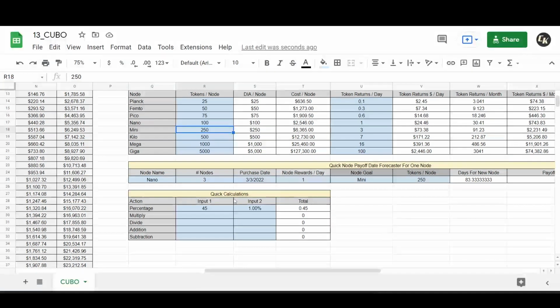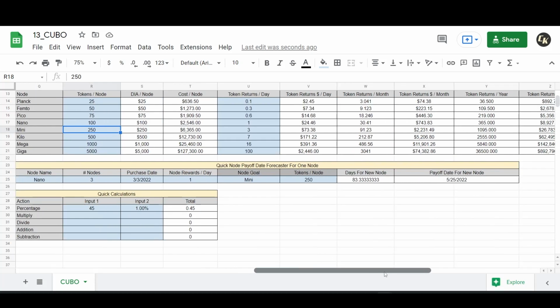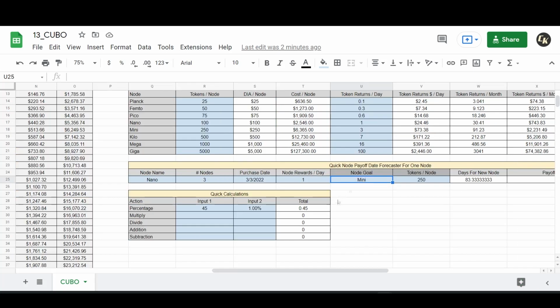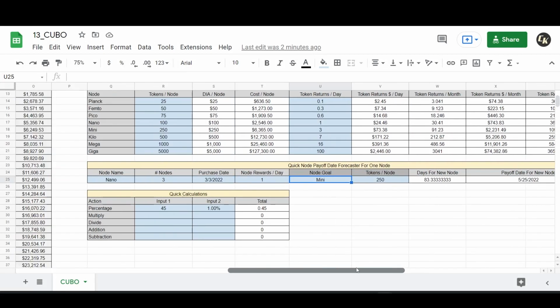That's where you're getting that number from. So you're going to have to manually input these figures, and it tells you if you have 3 Nanos and if you purchased it on March 3rd, it will take 83 days for you to be able to get a Mini. And the payoff date for a new node is May 25th, 2022. You can also use this calculation to get a lower tier node or the same Nano node. You just put it here, make sure to put the tokens per node for that node that you're trying to get, and the rest will be calculated.